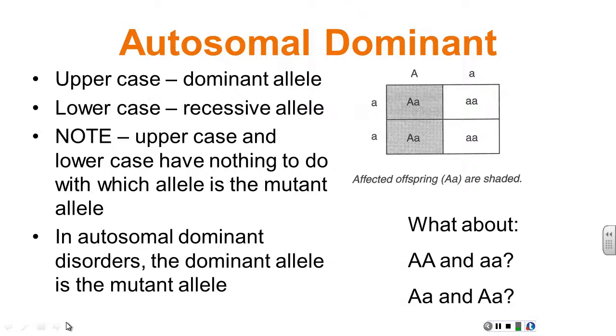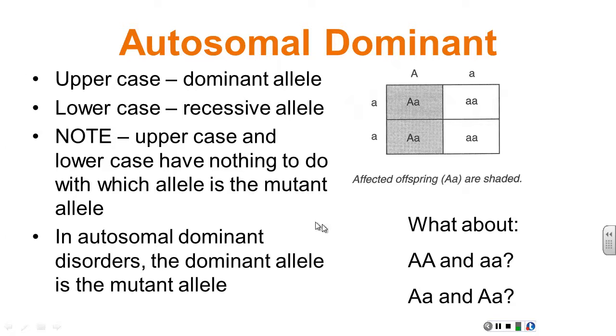So we're doing an autosomal dominant Punnett square, if you will. So we're doing a cross. Now, by convention, the uppercase is the dominant allele and the lowercase is the recessive allele. This doesn't tell you whether or not we're talking about a dominant or recessive disease. That's just by convention the way they do it. Uppercase means dominant, lowercase means recessive.